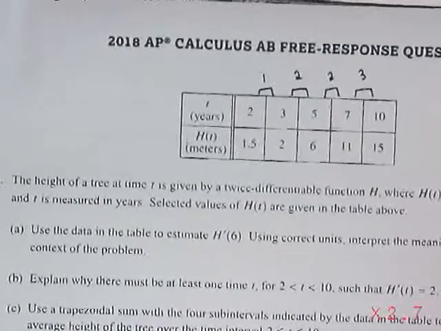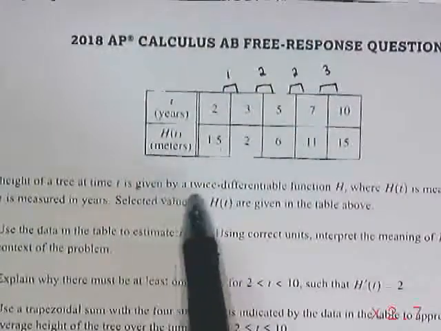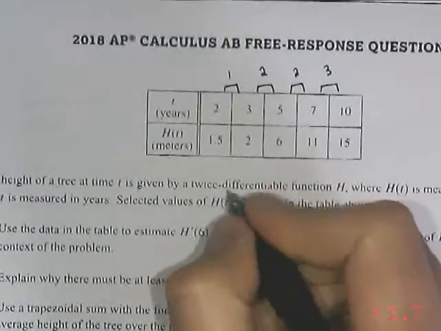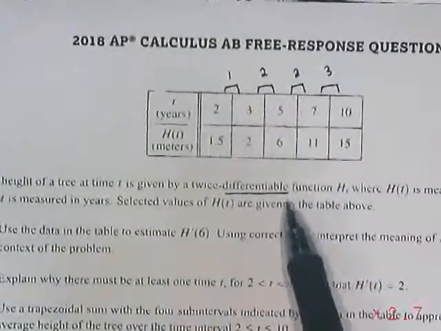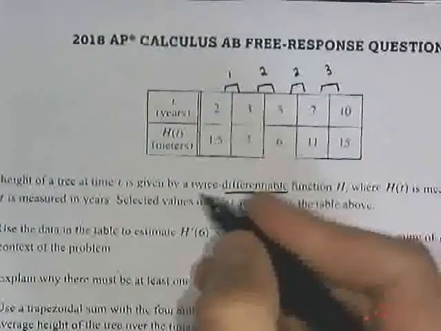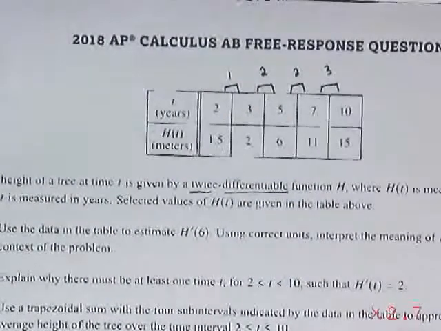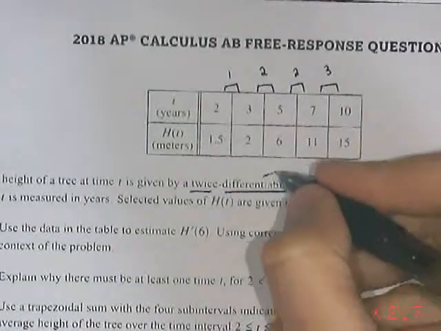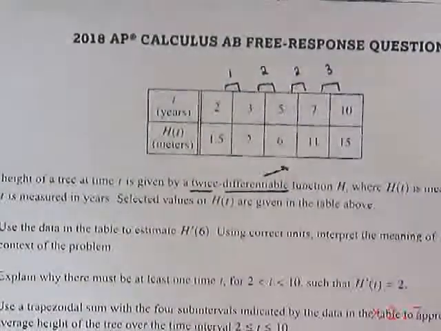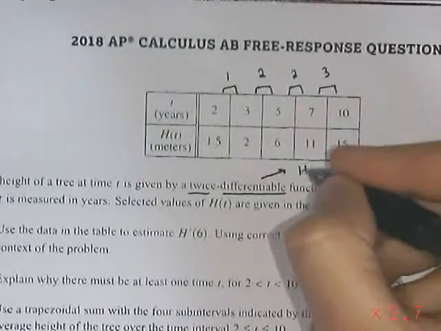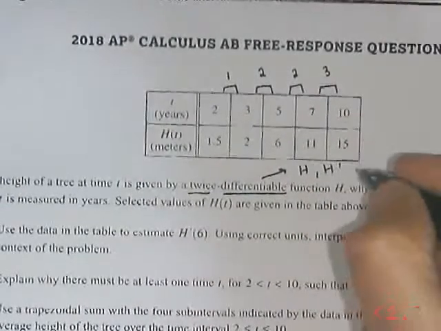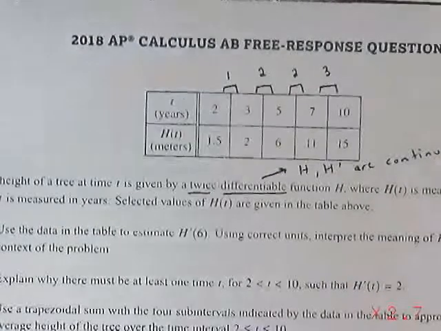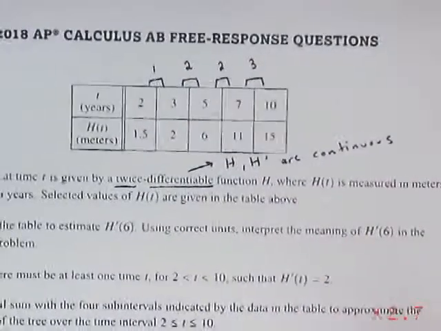The height of a tree at time t is given by a twice differentiable function h. Stop there. Differentiable is a magical word in the AP world, and twice differentiable is like twice as magical. Differentiable always implies continuous, and twice differentiable implies continuous not just for the function but for its derivative. So this means h and h prime are continuous, which I'm guessing will come into play at some point in our journey through this problem.